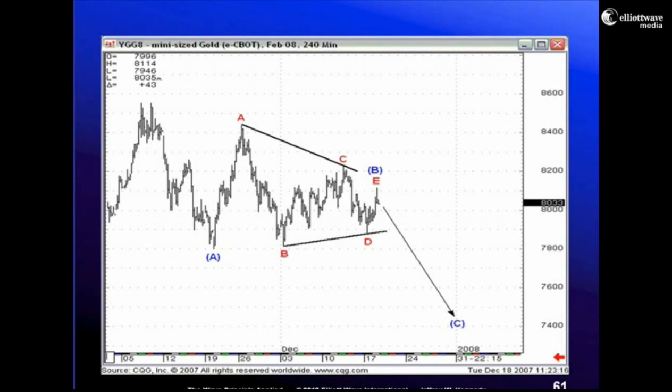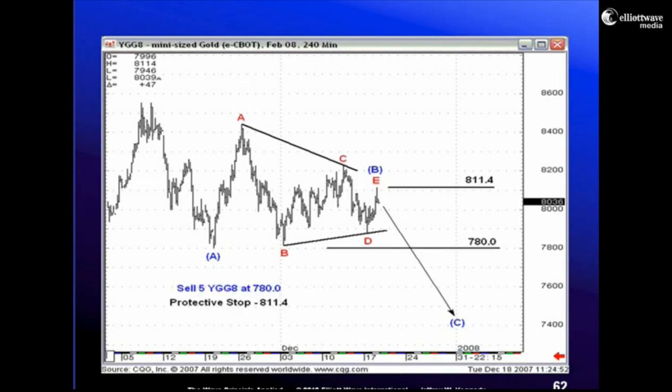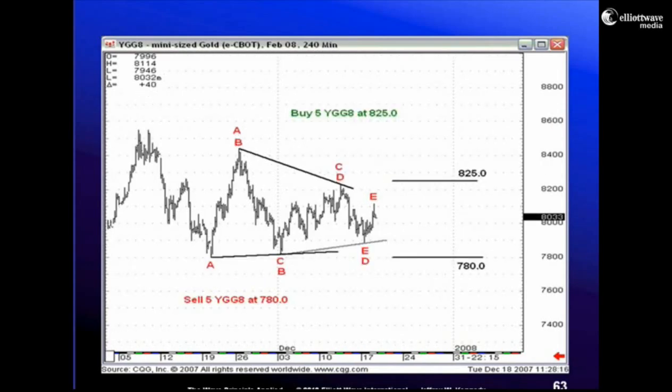How do you handle that kind of situation as a trader? Very simply. Who says you can't have 2 trading strategies in place? In this instance, I have a buy-side trading strategy implemented. If the market goes above 825, I'm long 5 contracts. If the market sells off below 780, I'm short 5. Here's my trade plan. Again, what you have to remember is that analysis and trading are 2 totally separate skills.